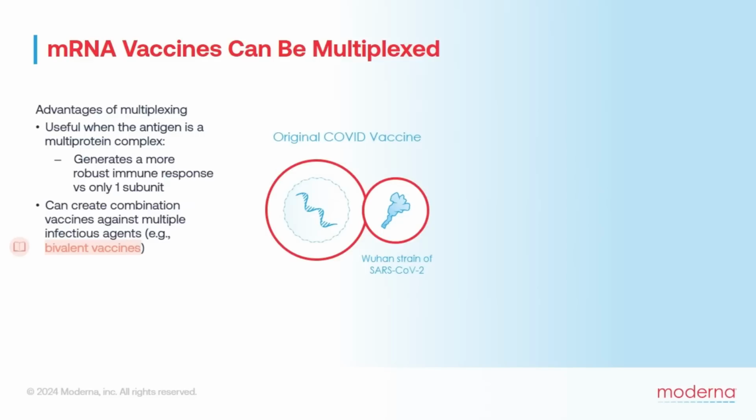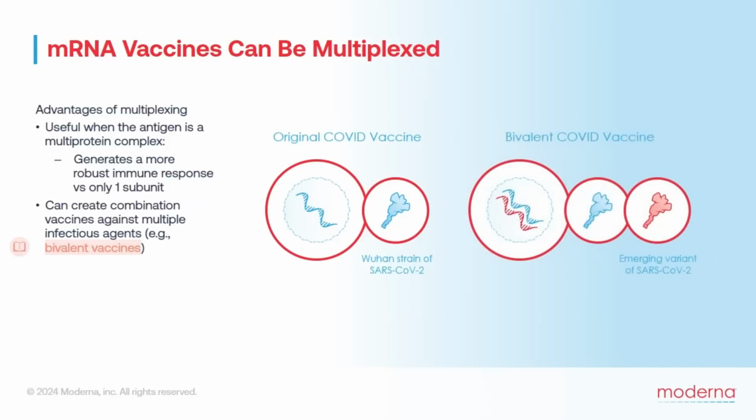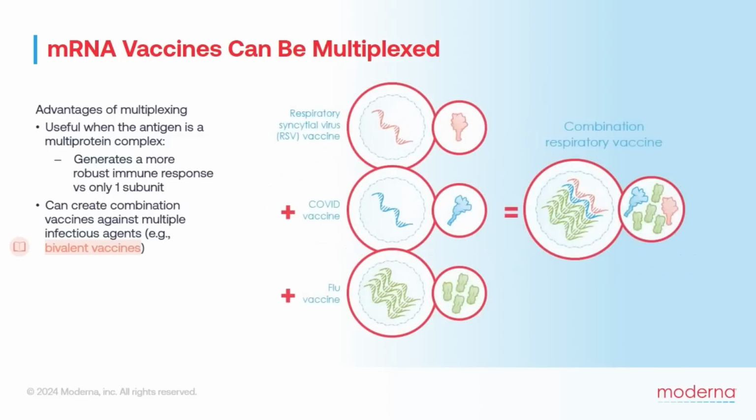You're likely to remember that the SARS-CoV-2 virus evolved over time to produce different variants that also spread globally. In response, new bivalent mRNA vaccines containing 2 different mRNA sequences were developed to protect against both the original Wuhan strain of SARS-CoV-2 and a later emerging variant. In the future, mRNA vaccine makers envision developing combination vaccines against multiple different viruses at once, such as a combination respiratory vaccine against respiratory syncytial virus, also known as RSV, SARS-CoV-2, and seasonal flu.